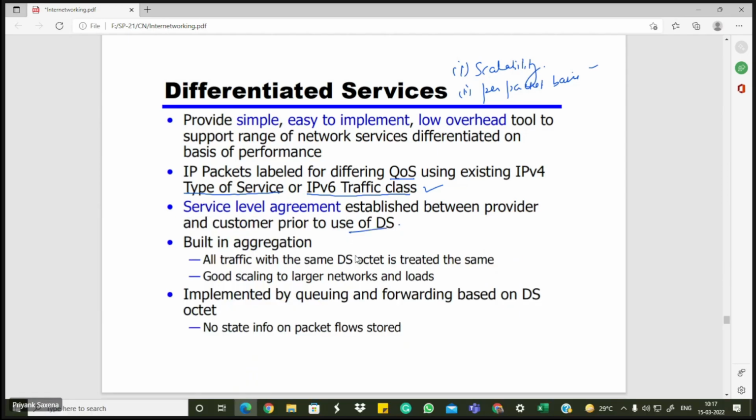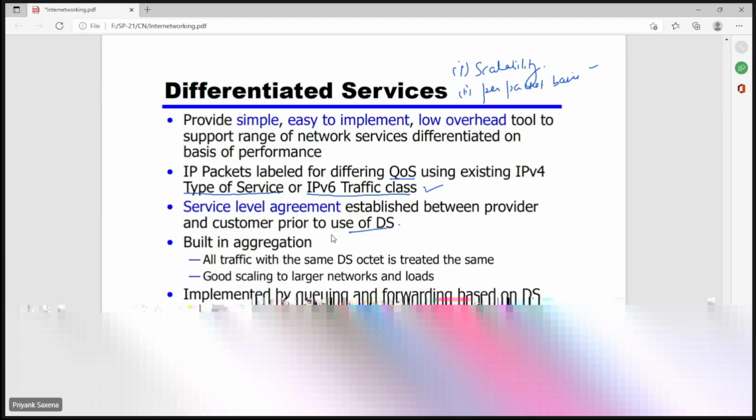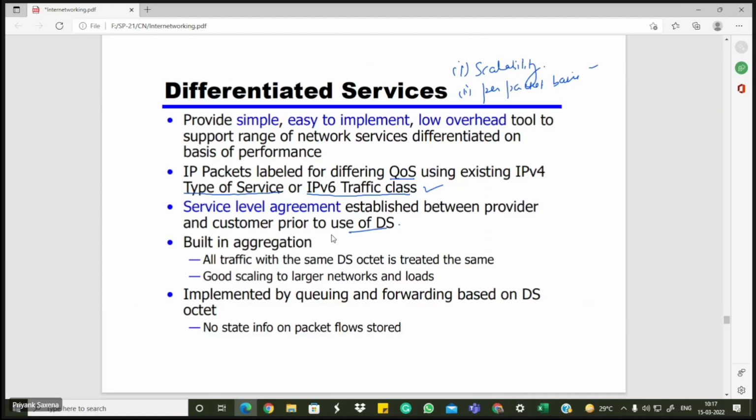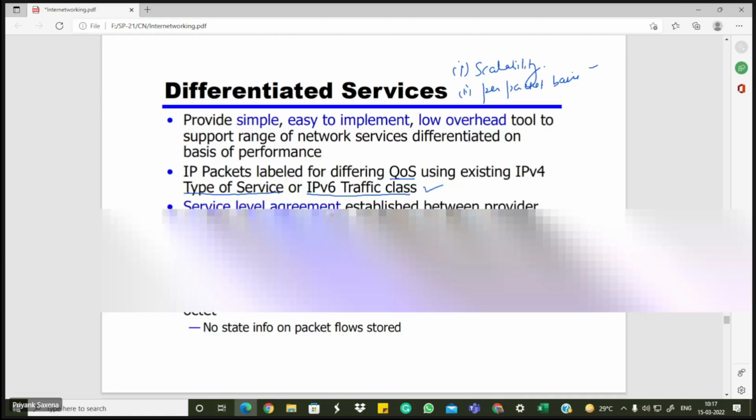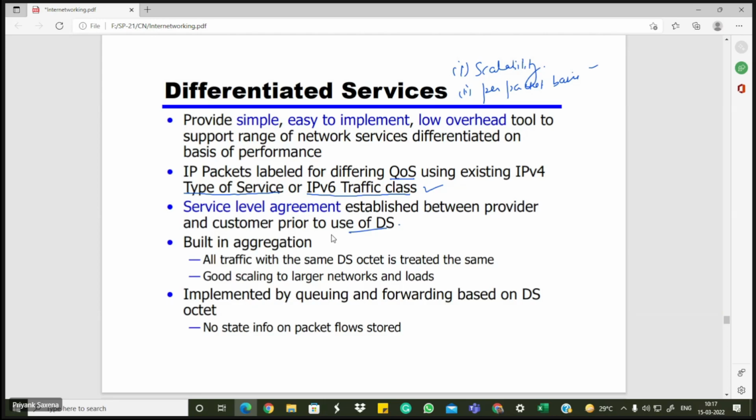Before the application applies for the differentiated services, an agreement is signed between the DS service provider and the customer, and an application that these are the services will be there. So as long as this service level agreement is maintained, the user doesn't violate this service level agreement.